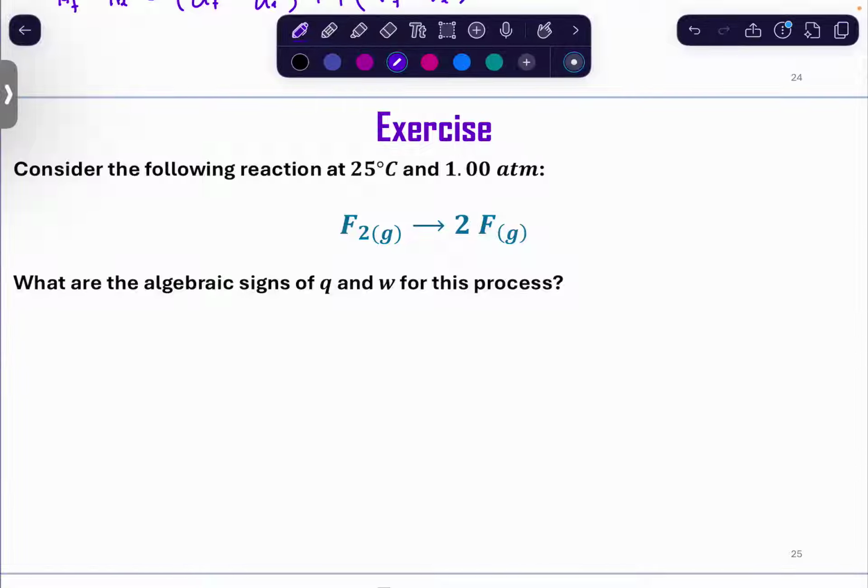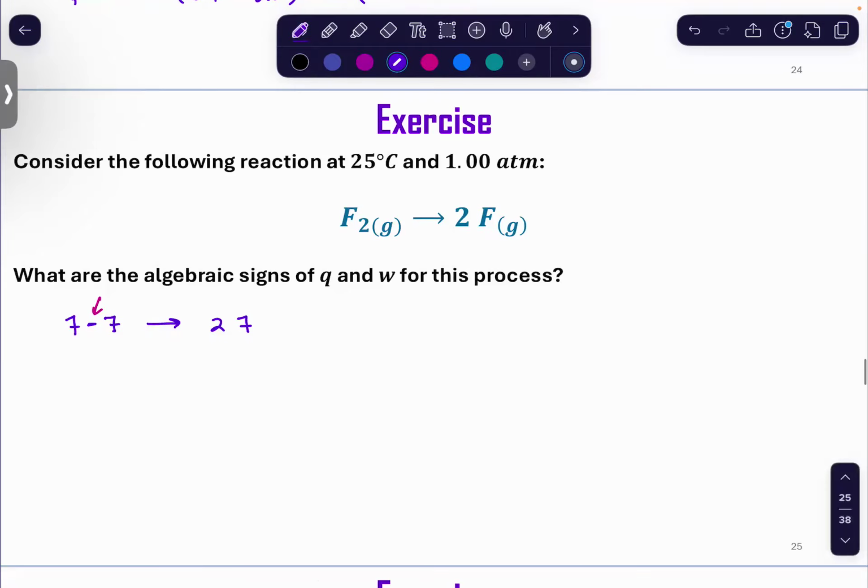So the first thing you want to notice is that every fluorine molecule, so there's a bond there, becomes 2 fluorine atoms. So what happens is a bond is broken. The bond between the fluorine atoms has to be broken in order for this to occur. Because a bond is broken, Q is positive because heat energy has to be put into the system to break bonds. You cannot break bonds without adding energy to the system.